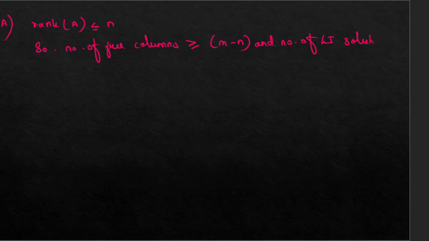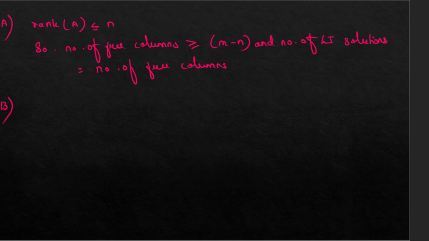Rank of A smaller than or equal to n. So number of free variables, or I can say number of free columns, greater than or equal to m minus n, and number of linearly independent solutions equals number of free columns. Okay, so that is why A is correct.